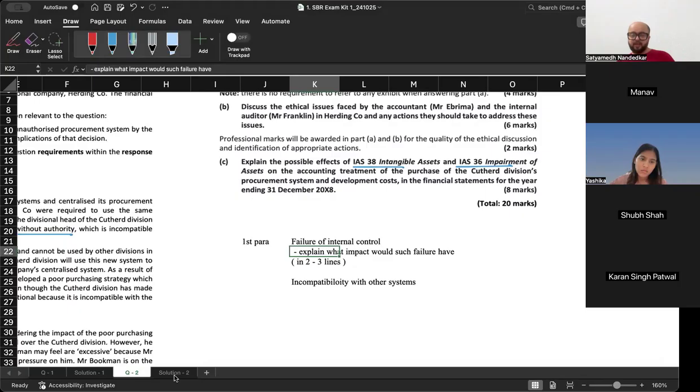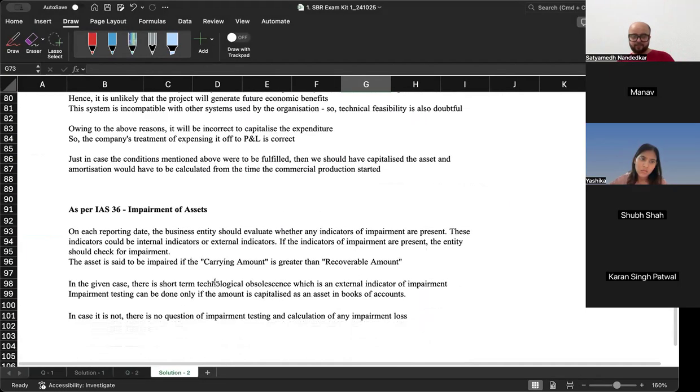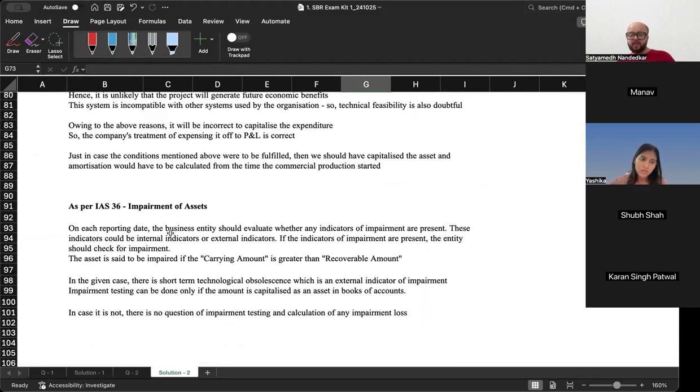So there is an indicator of impairment present, right? On each reporting date, the business entity should evaluate whether any indicators of impairment are present. Could be external, could be internal, and then explain the asset is said to be impaired if the carrying amount is greater than recoverable amount. In this case, short-term technological obsolescence appears like an external indicator.